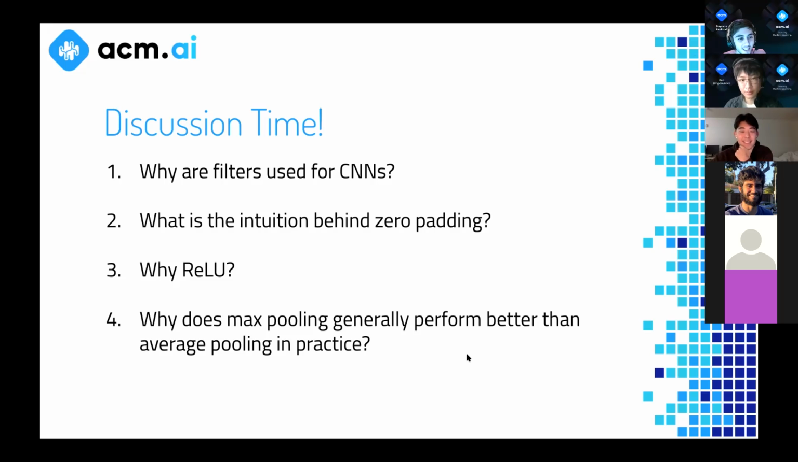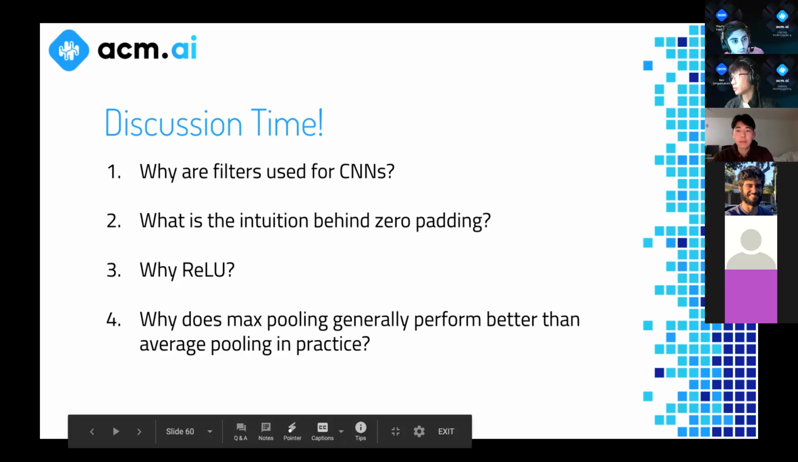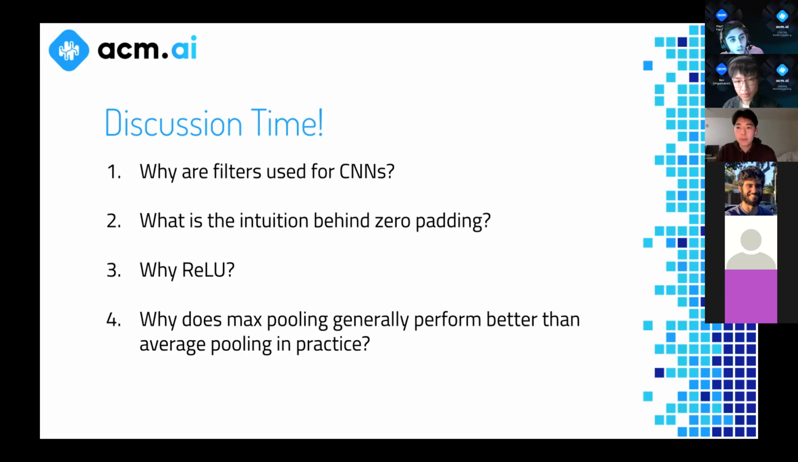All right, number 2. Intuition behind zero padding. Just one sentence again. What does it help us do? What does it ensure or help with? Make sure that each pixel is treated equitably. Yeah, right. So it makes sure our filter hits each of the pixels a roughly equal amount of time. Otherwise, the pixels in the center are going to get hit a lot more.